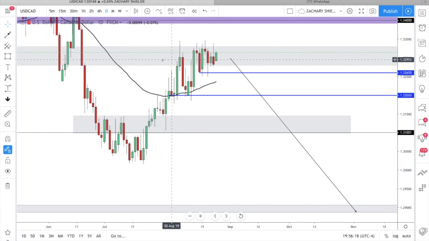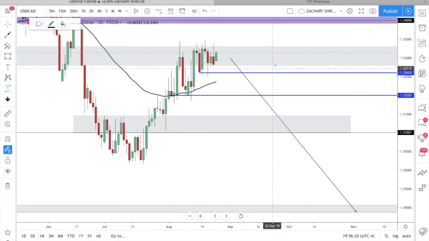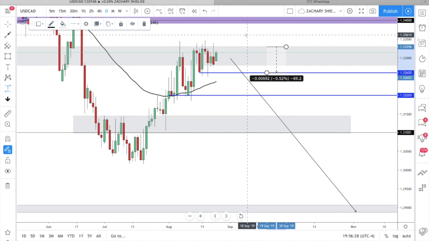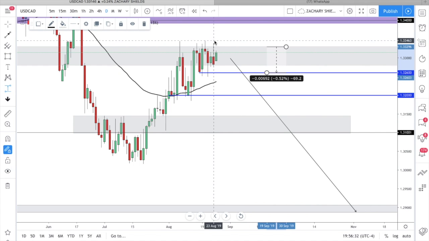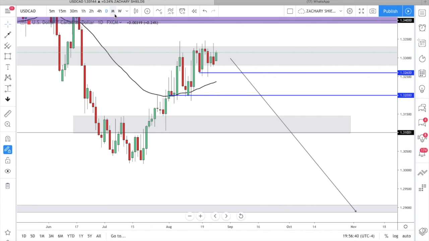So we're currently capped in this 70 pip range here, and depending on which side price breaks to, could suggest if we're going to be retracing for a longer period or if we're ready to actually just fall off the face of the earth on this pair.